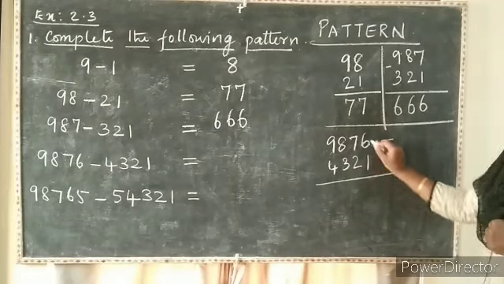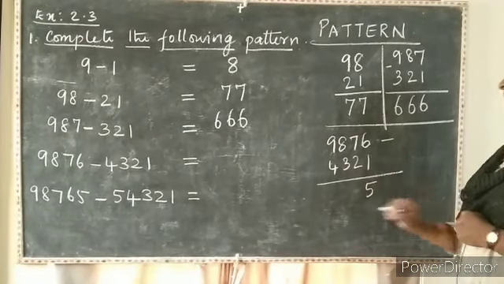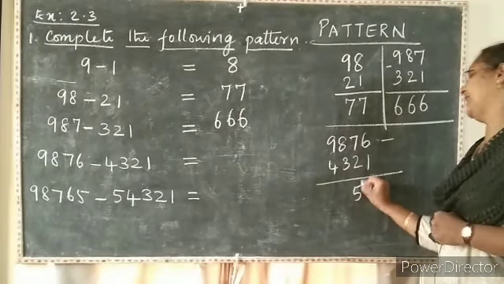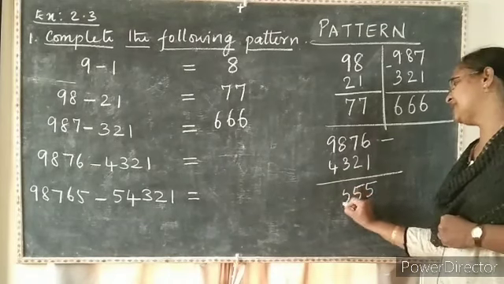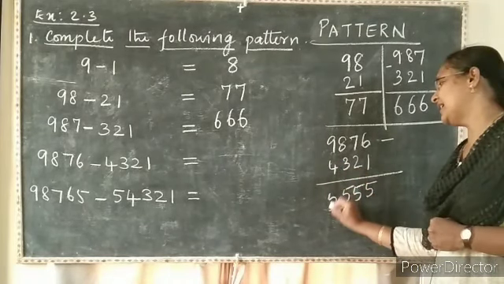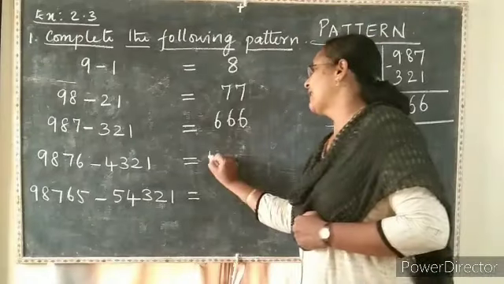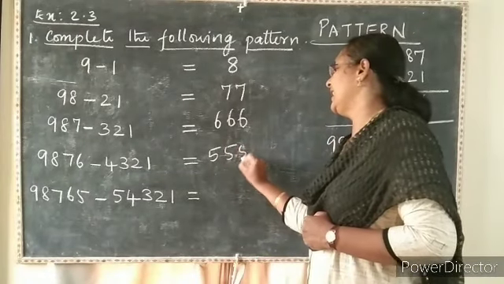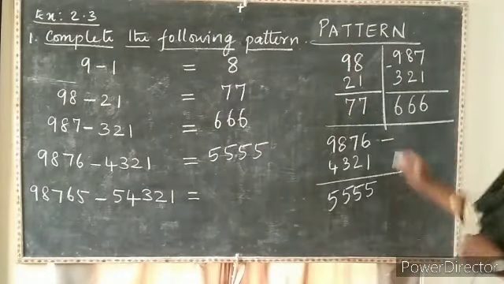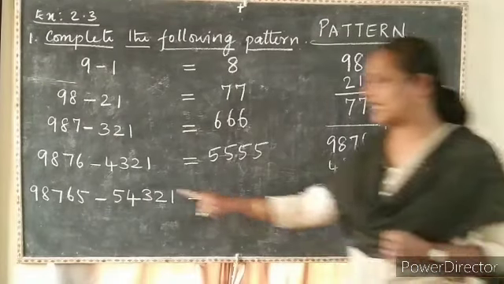4, 3, 2, 1. Now subtract: 6 minus 1 is how much? 5. 7 minus 2 is how much? 5. 8 minus 3 is how much? 5. 9 minus 4 is how much? 5. So the answer is 5,555. Yes or no? Okay. Now let's check the next one.